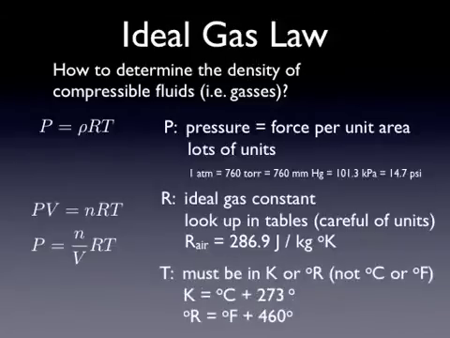And then the last variable in that equation is temperature. It has to be in Kelvin or degrees Rankine if you insist on using the English units. Kelvin, you know, is Celsius plus 273, and Rankine is Fahrenheit plus 460. So these are both relative to absolute zero.